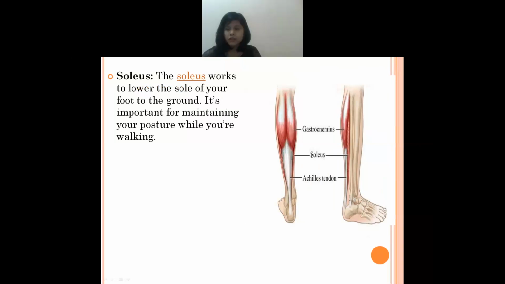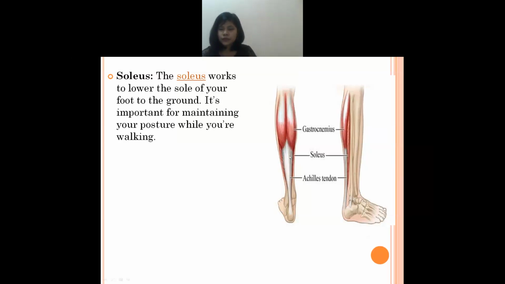Okay, next is soleus. This is the posterior view. This is the lateral view. Lateral means side. Understand? This is the posterior view of soleus. So the soleus lies right at the back of your leg. And they are responsible for what? They are responsible to lower the sole of your foot to the ground. And also for maintaining body posture, especially when you are walking.